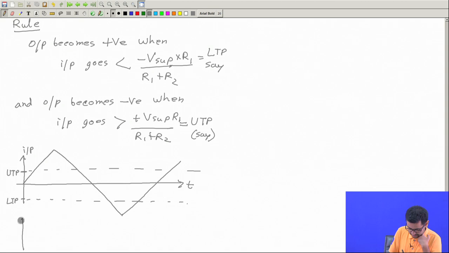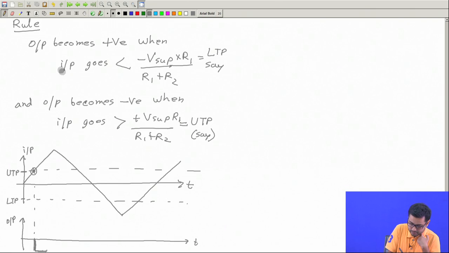And then how will the output be? You see, at this moment, input is crossing the upper trigger point, it's going above this, so output will become negative. I don't know what it was before that, but at this moment it will surely become negative, and it will remain negative until here input goes below this lower trigger point. And then it will become positive.